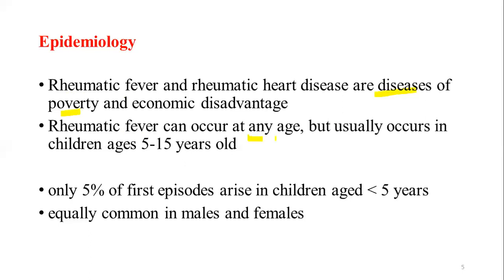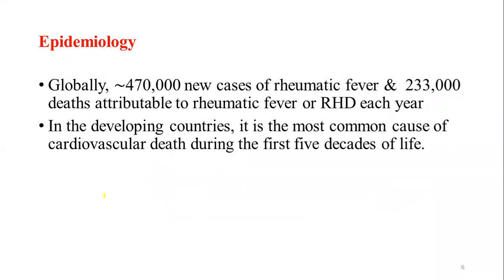This condition can occur at any age, but it is most common in children between 5 and 15 years old, according to epidemiological studies. When you look at the prevalence, it is very unlikely in children less than 5 years, only around 5%. So it is not very common below 5 years.